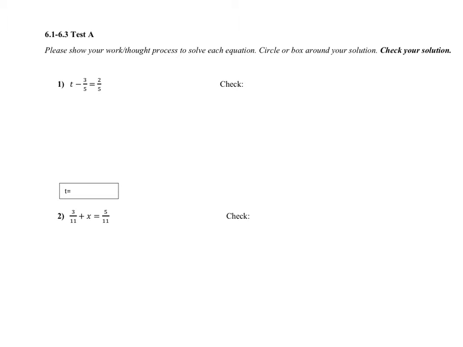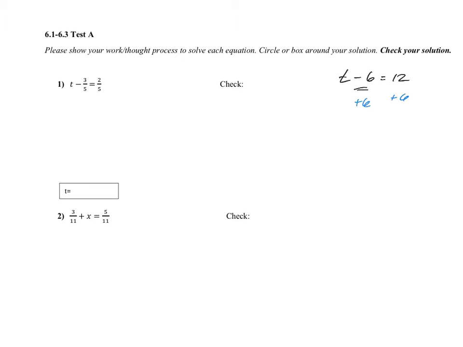Now, what we need to remember with this is that really what we're doing is the same thing we were doing before. If I had t minus 6 equaled 12, then what I would do is undo whatever was happening to the t. The thing that's attached to the t is the subtraction of 6. So the way I would undo that is I would add 6 to both sides.